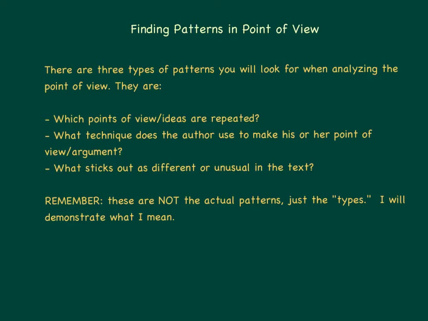There are three types of patterns you will look for when analyzing point of view. The first pattern is which points of view or ideas are repeated. This one is easy to find. The second is what technique does the author use to make his or her point of view or argument. This is not so easy. And the third is what sticks out as different or unusual in the text. That one's also fairly simple to find. Remember, these are not the actual patterns, just the types. So let me show you what I mean.